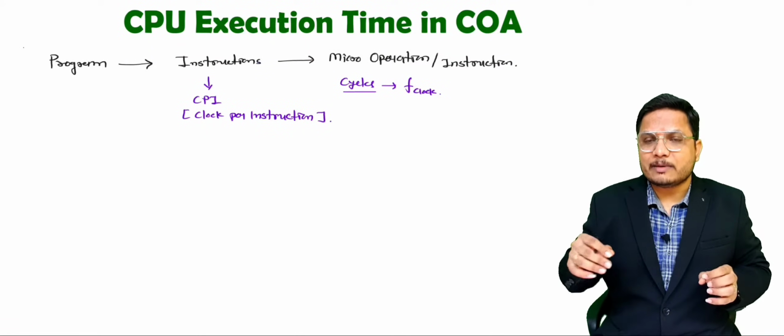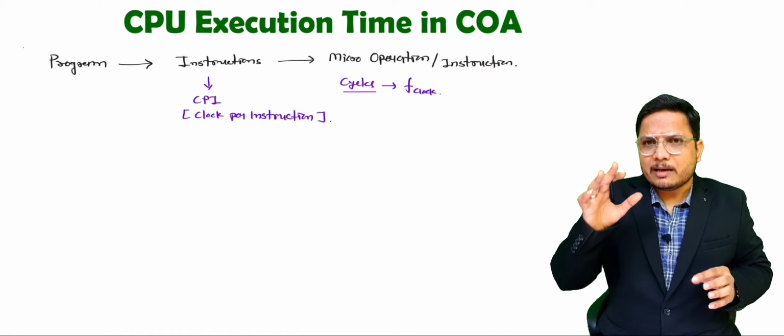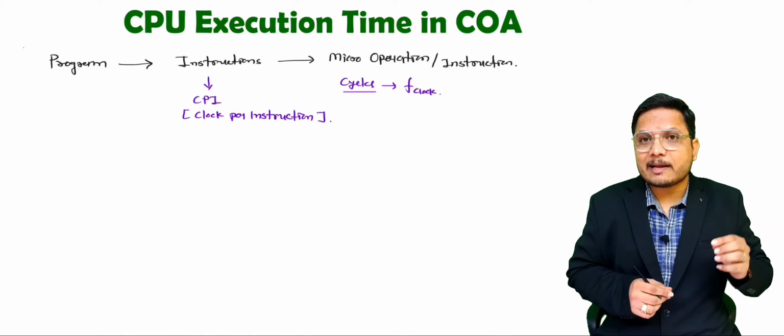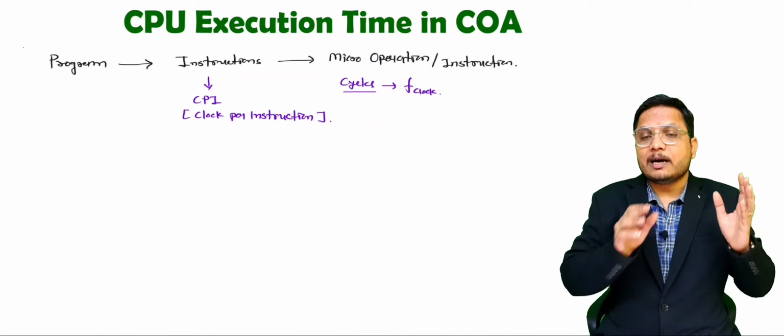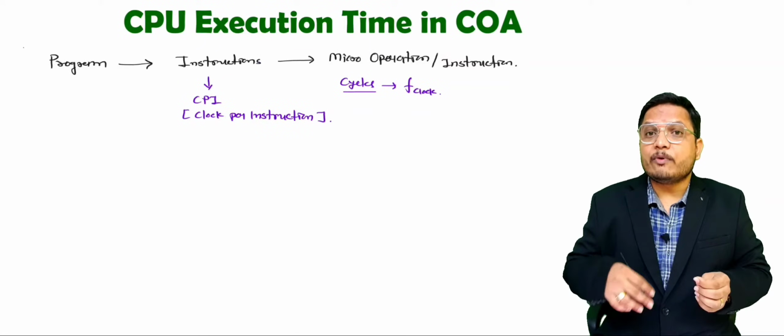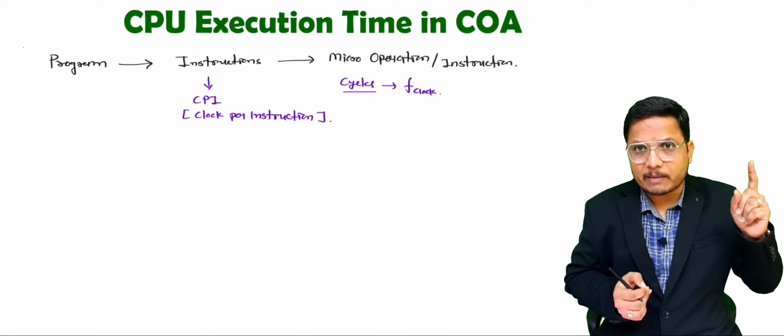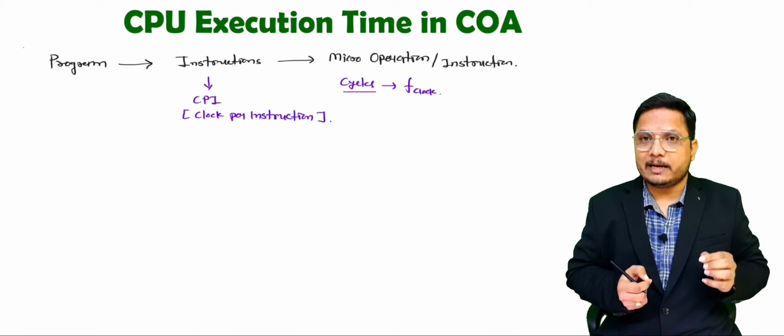Let us say I'm giving you randomly an average CPI of 4. In that case, how many clock cycles are required to execute 100 instructions? 100 into 4 means 400 clock cycles that we need to execute one program that has 100 instructions, right?